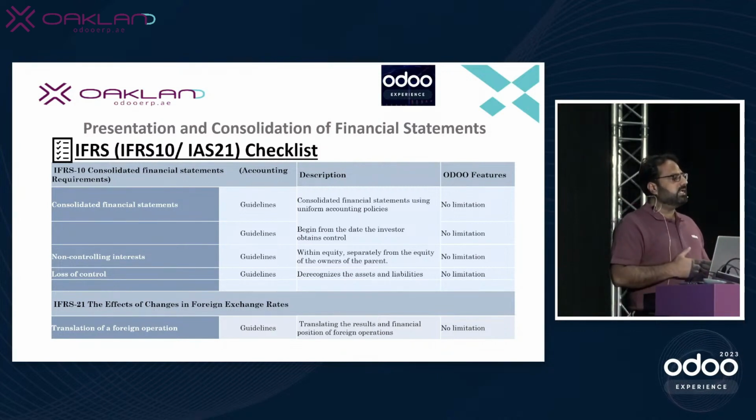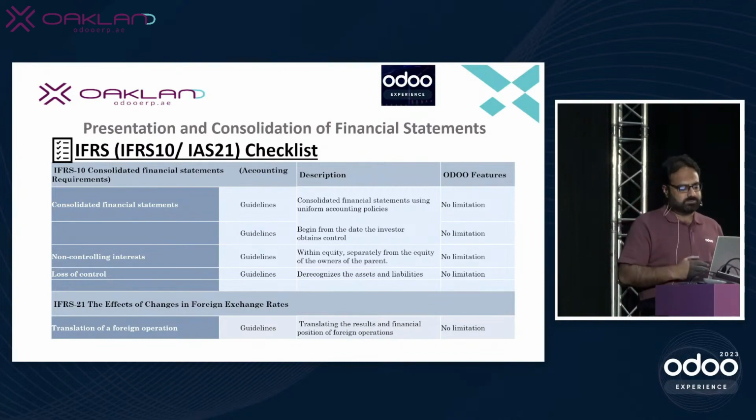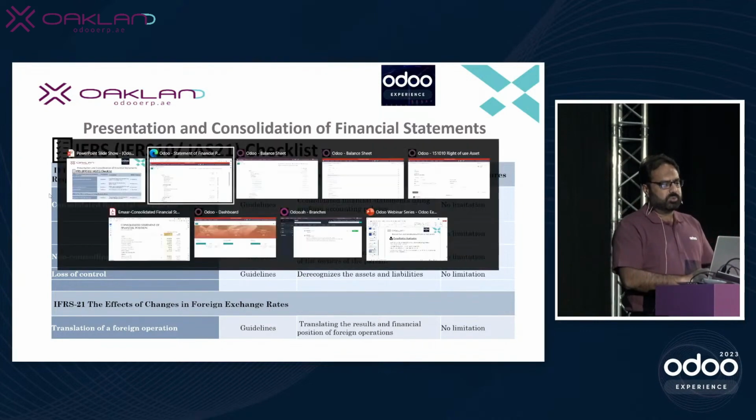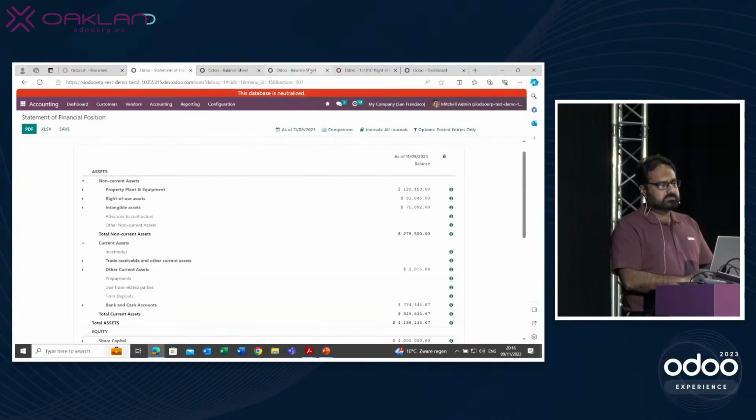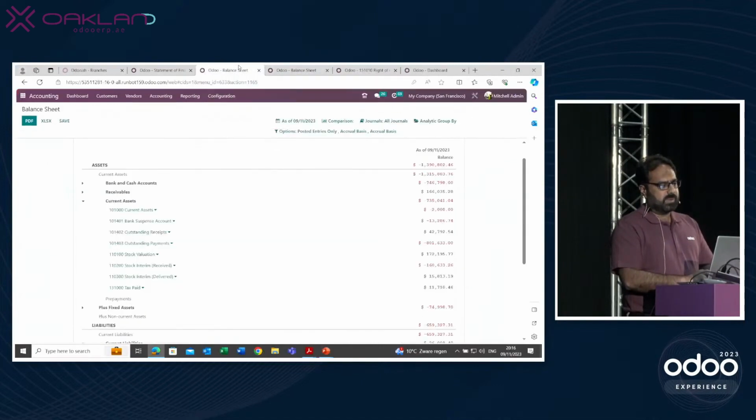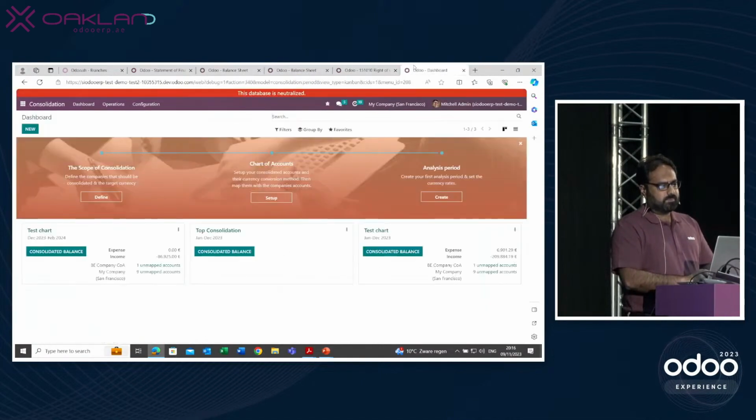Should it be the closing rate? Should it be the average rate? For different sets of transactions, a different method could be applied, and so on. Now I take you to Odoo. This is the consolidation application.